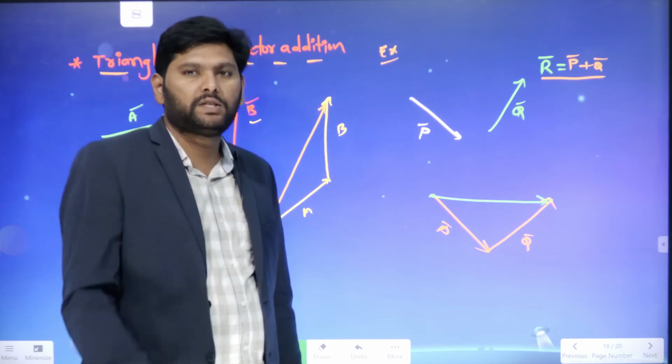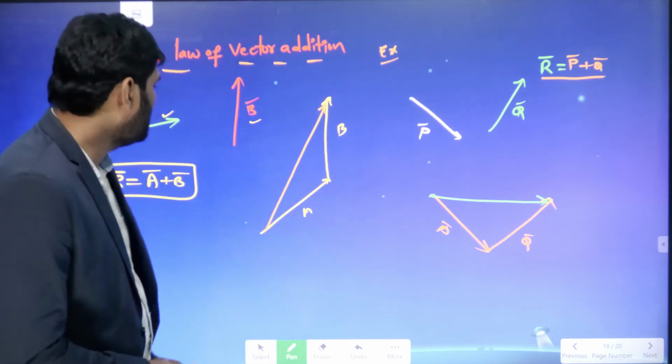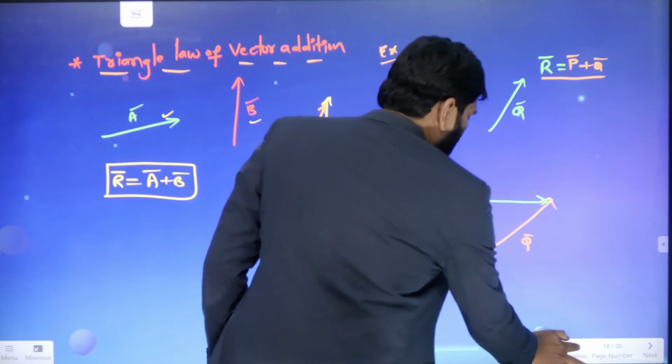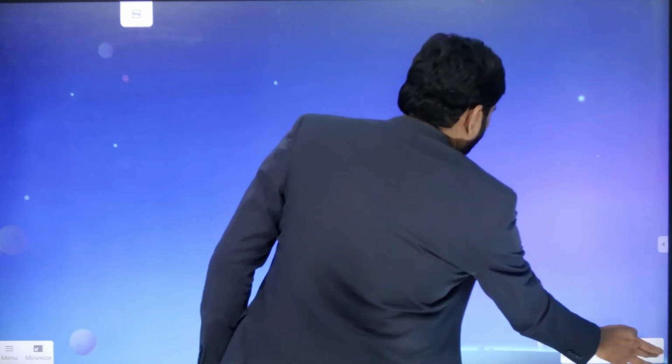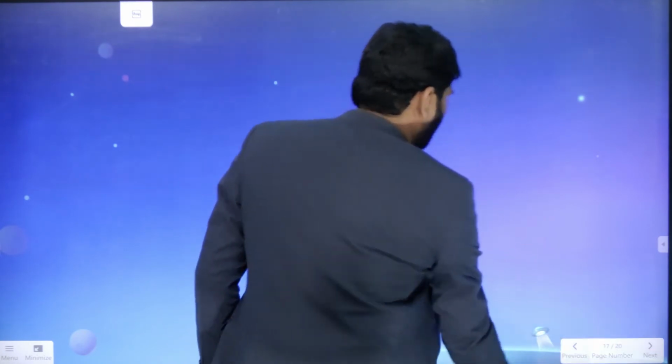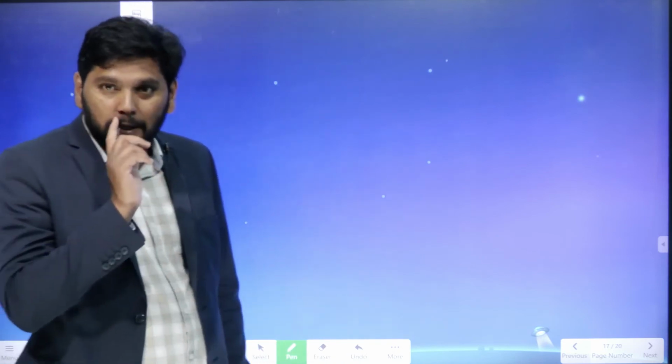Now I will go for the next concept. The next concept is the polygon law of vector addition. The name itself is telling that if many vectors are present, how do you get the resultant of it? That is your polygon law of vector addition.